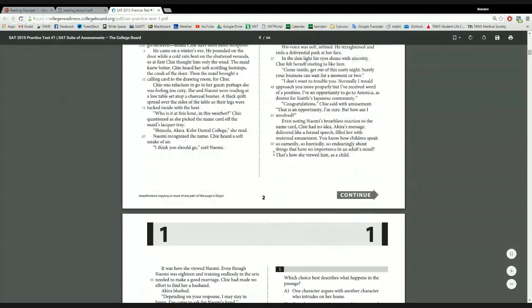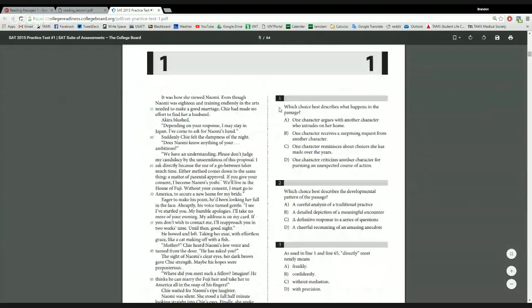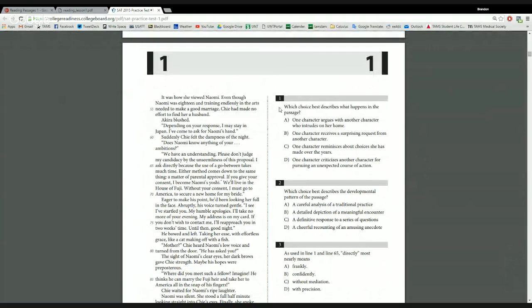Now, I'm just assuming you've read the passage now, okay? So let's go to number one. Which choice best describes what happens in the passage? A. One character argues with another character who intrudes on her home. If you read the passage, you know that it wasn't really intruding, but more of a polite encounter.